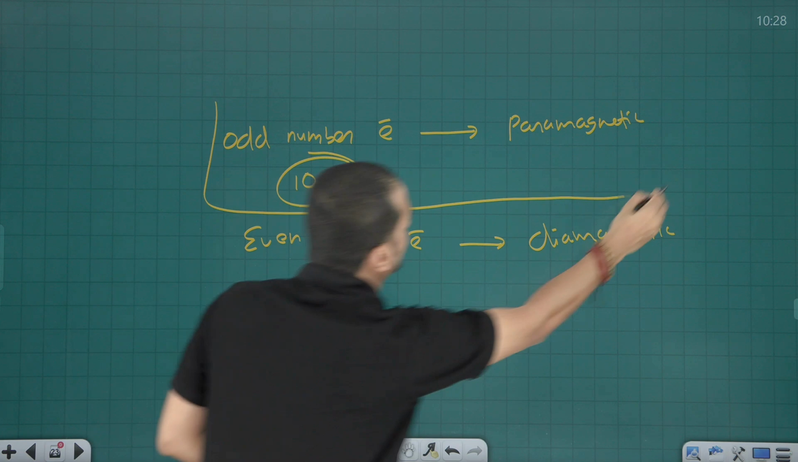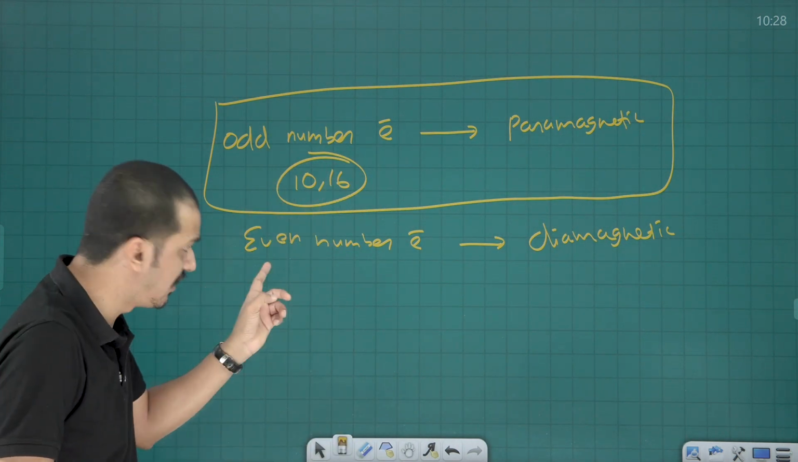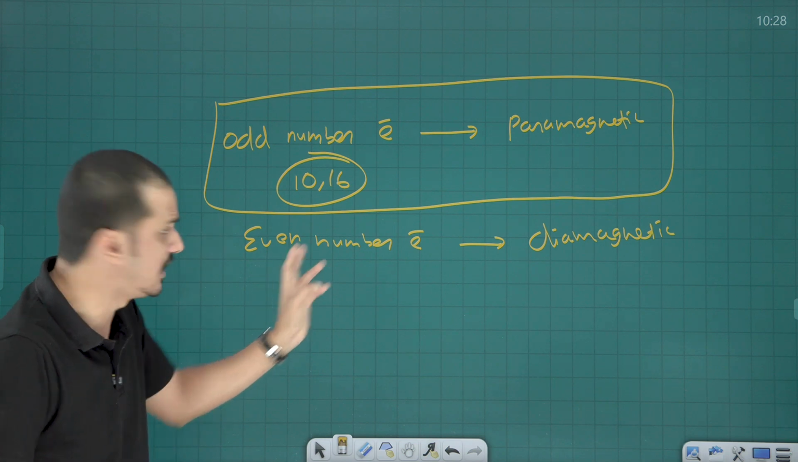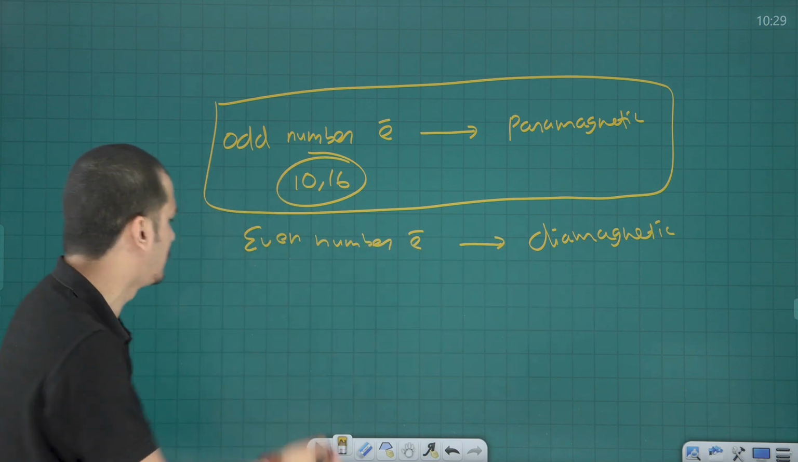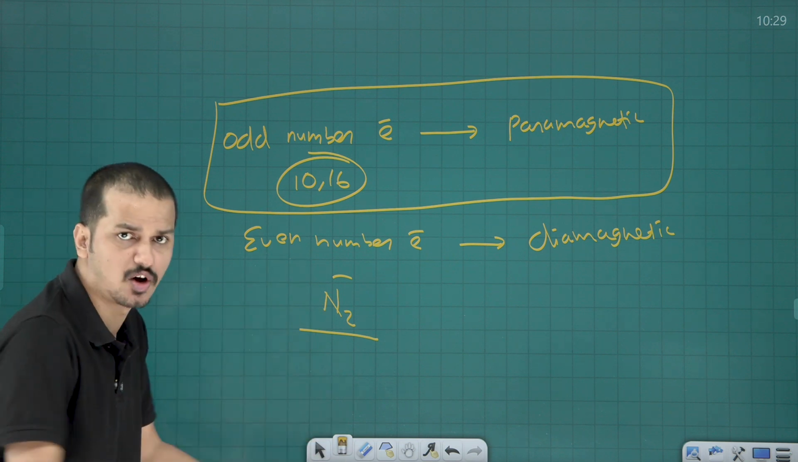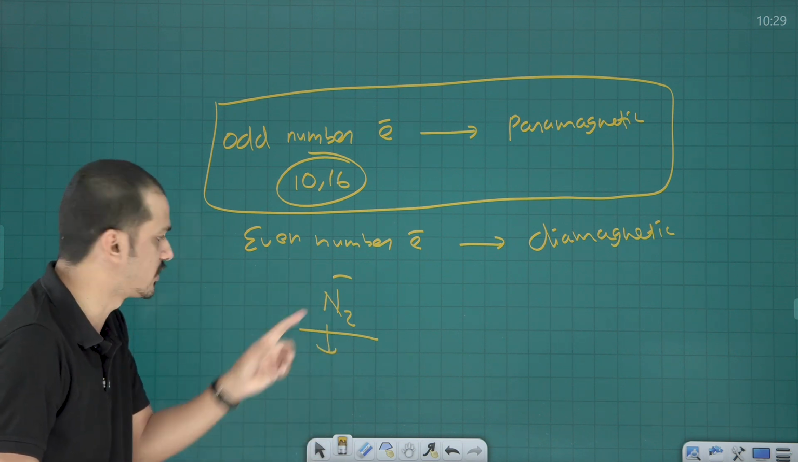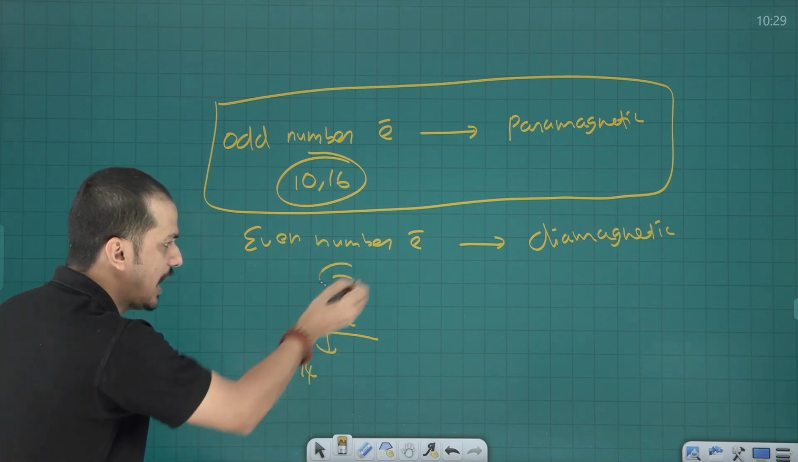So paramagnetic means what? Odd number of electrons as well as 10 and 16. Even number of electrons except 10 and 16 are diamagnetic. For example, if they are asking about N2 minus, will it be diamagnetic or paramagnetic? How can we calculate? See, N2 means nitrogen contains 7 electrons. 7 into 2 means 14. And minus means 1 more.